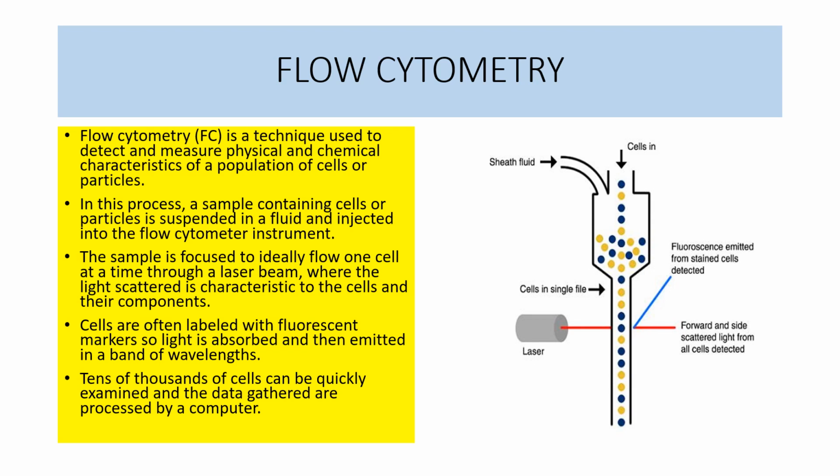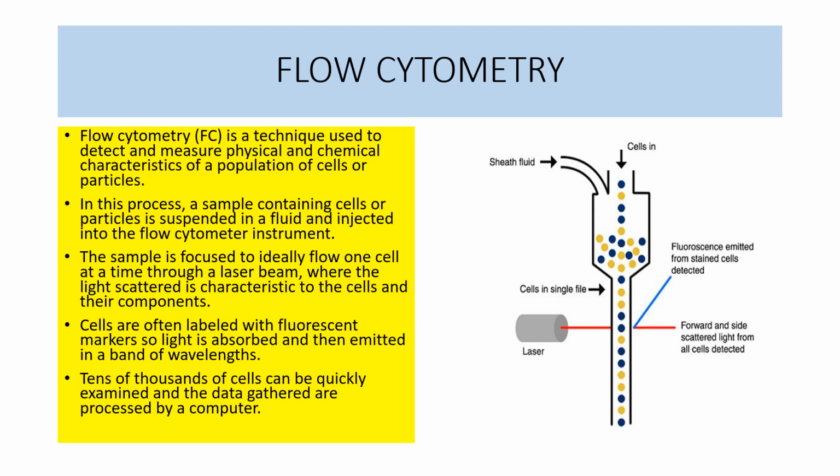The cells are often labeled with fluorescent markers, so light is absorbed and then emitted in a band of wavelengths. Tens of thousands of cells can be quickly examined and the data gathered are processed by the computer.